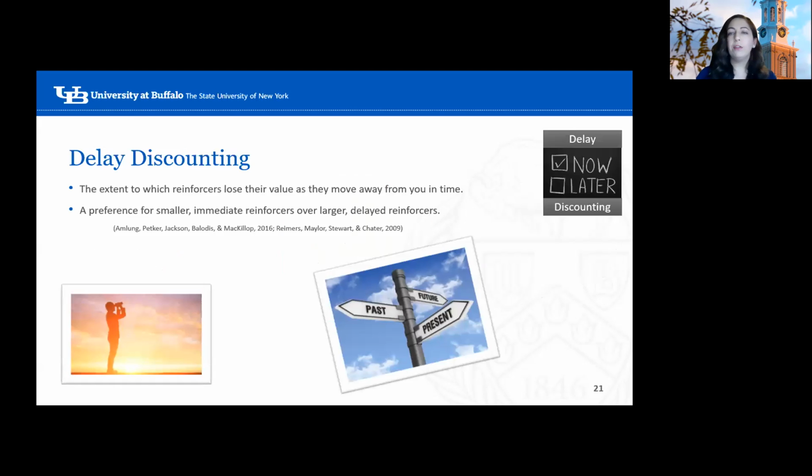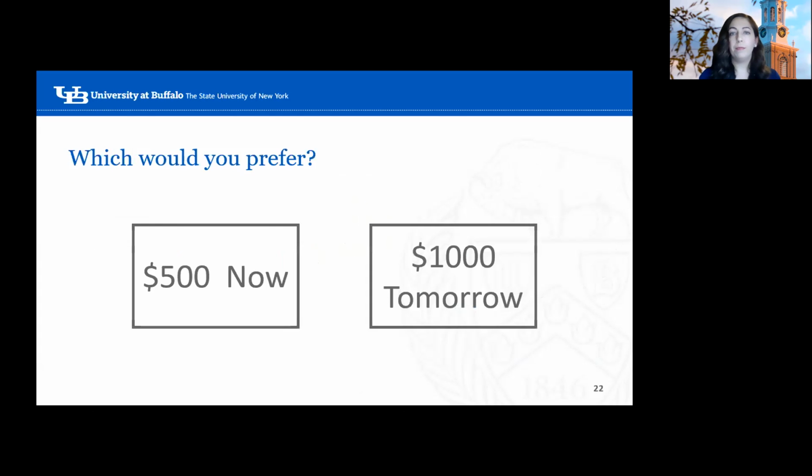One facet of self-control is delay discounting, which is the extent to which reinforcers lose their value the longer you have to wait for them. The further away something is in the future, the less value it has. When a person has a strong preference for immediate gratification, we might call them impulsive. To measure delay discounting, we ask participants to make choices between different amounts of money over different amounts of time.